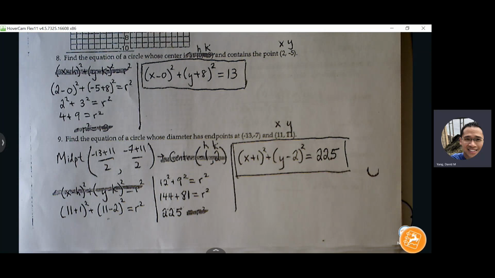X value, but it will not be, oh, never mind, never mind. Sorry, I didn't see the negatives. Okay.